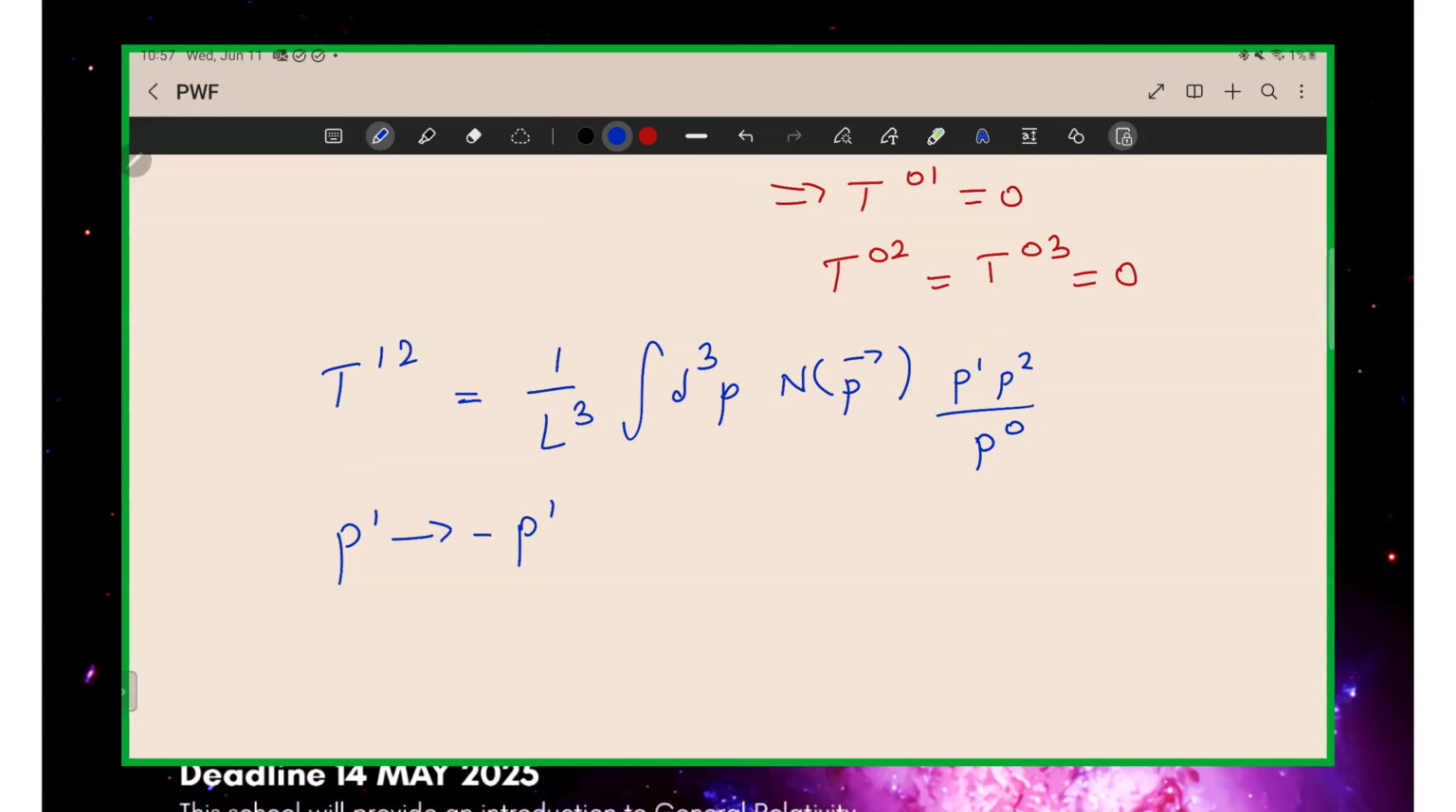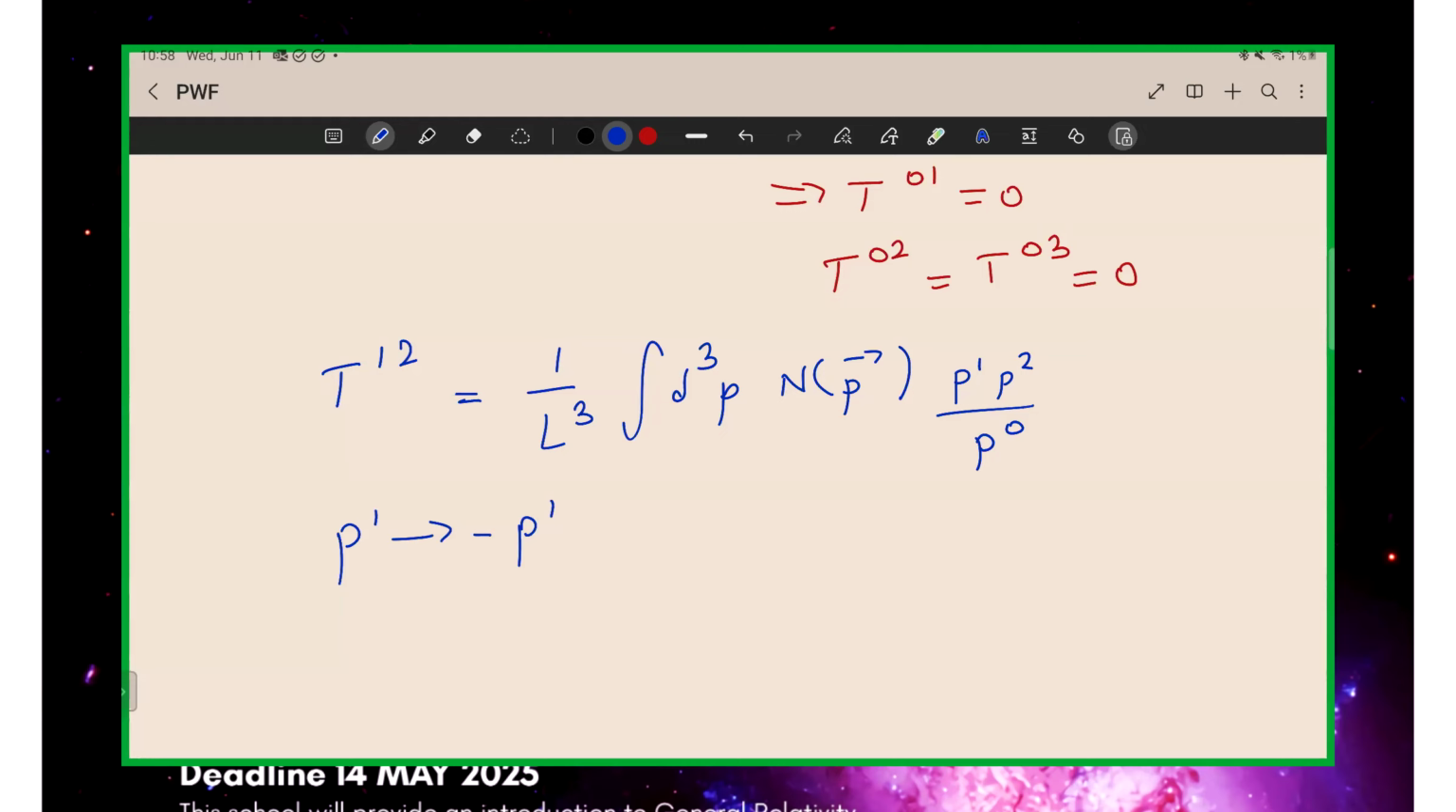There's a question which asks: can you argue further why n(P) is equal to n(minus P)? Because the motions are random. If n(P) is not equal to n(minus P), it means that one direction is preferred over the other direction. So if the momentum is in one direction, there would be more particles than the number of particles for the momentum opposite to it. That's not random. That's why I said earlier that random is a very important thing in the definition of a perfect fluid.